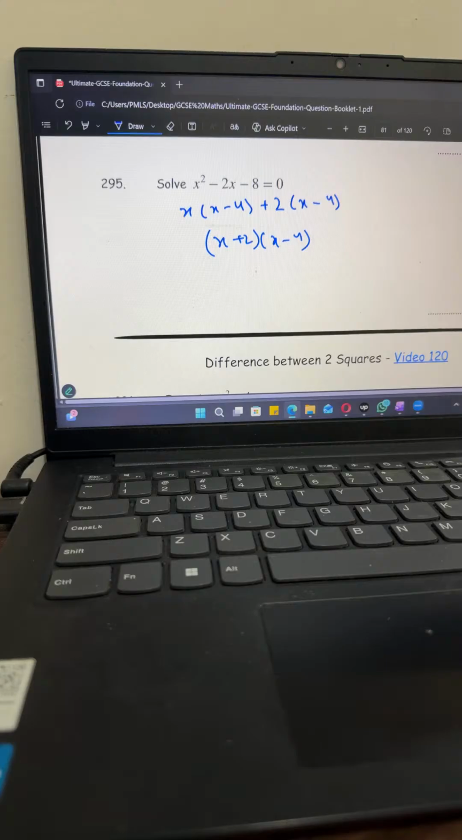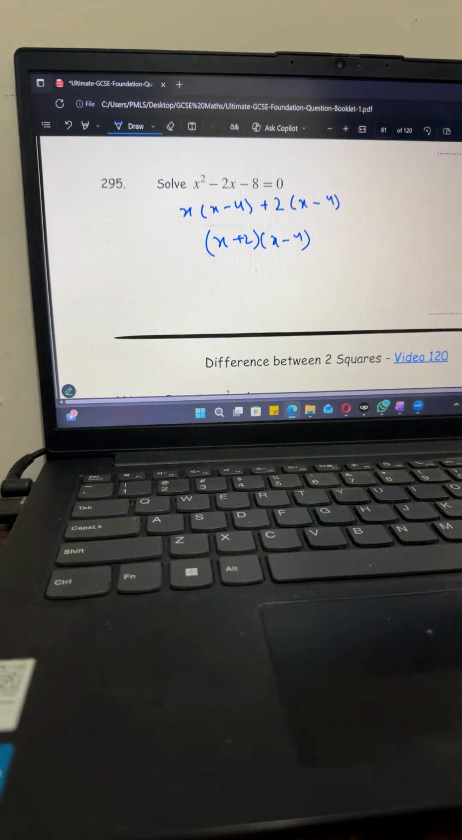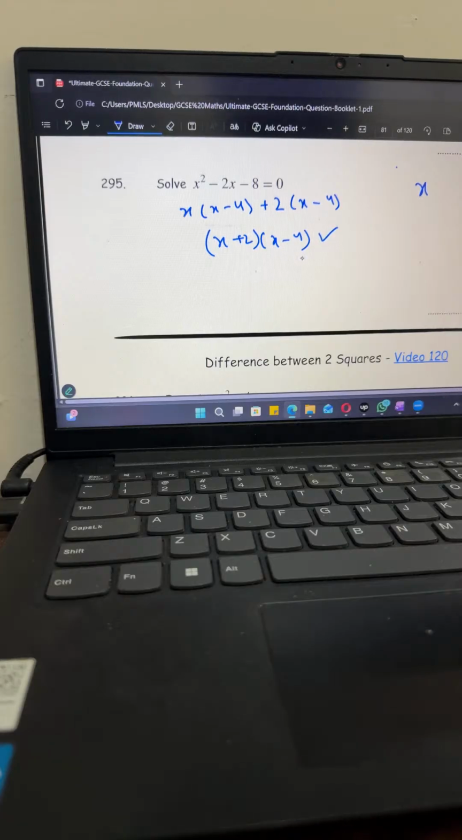Is it -4 and -2? It's plus 4 and minus 2, I think. Oh, okay. Because we have x, you got this thing, right? x plus 2 times x minus 4, isn't it? Yeah. So x minus 4 is equal to 0. You need to add 4 on both sides.